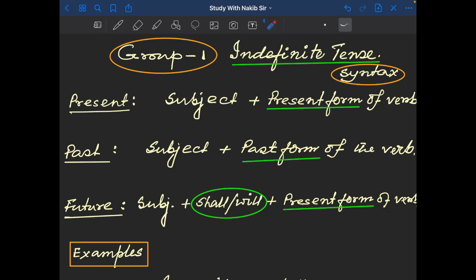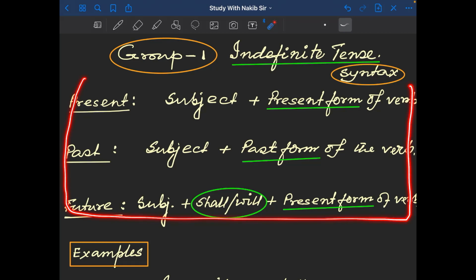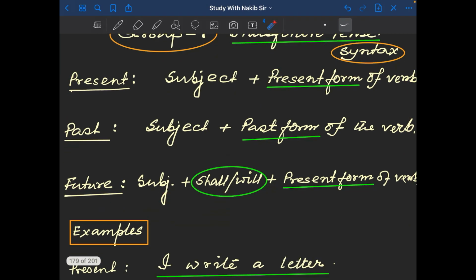Remember this way. Read it again and again, 5 times, 10 times every day, and it will be kept in your memory. It will be totally engraved in your memory. So: present form of the verb for present indefinite, past form of the verb for past indefinite, and shall or will plus the present form of the verb for future indefinite. You can remember the structures in your memory this way, in a group. You may remember this way, or you may remember this way.